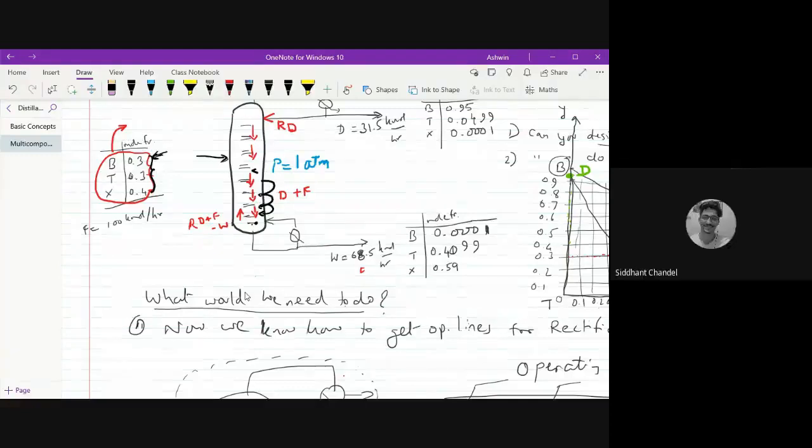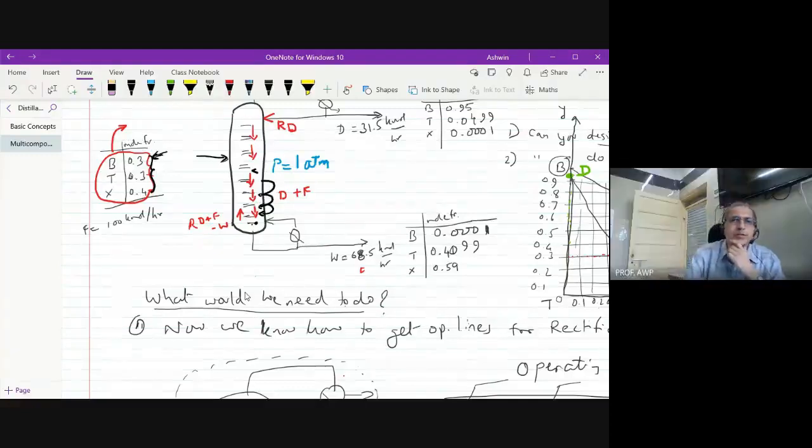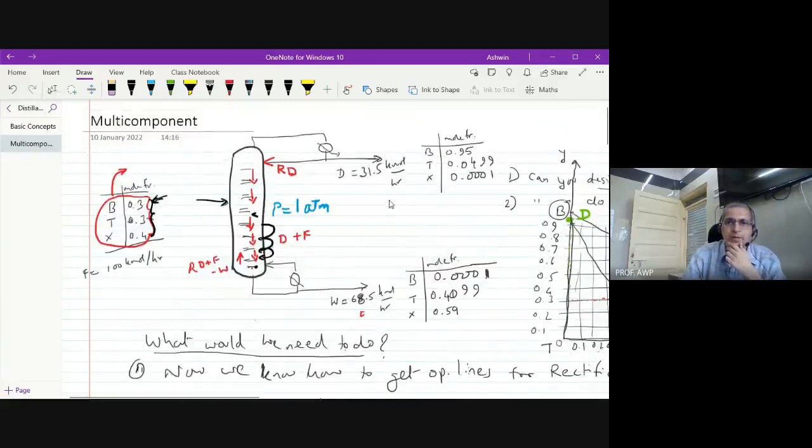Yes, sir. So now the choice is yours as to when to switch over. So what this particular column is doing, it is separating benzene from toluene. Do you agree with that?